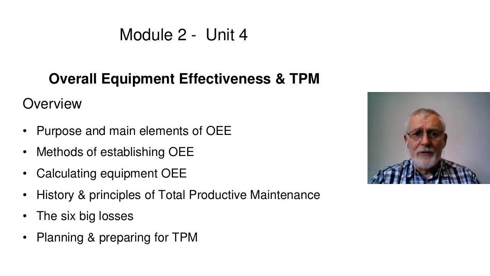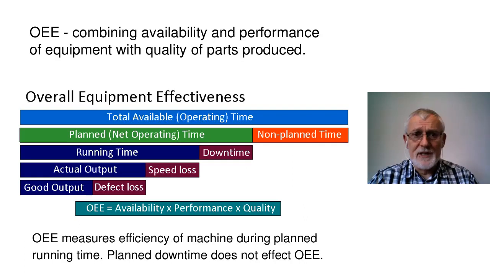Effectively, what we're going to look at over the next 20 or 30 minutes is the purpose and the main elements of overall equipment effectiveness, how we go about calculating it, and talk a little bit about some of the principles of total productive or preventative maintenance. I want to go into the 6 big losses and then talk about preparing and planning to implement total productive maintenance within your organizations.